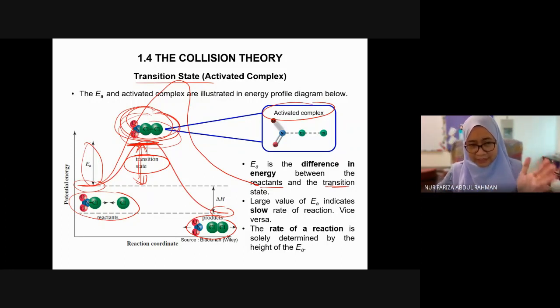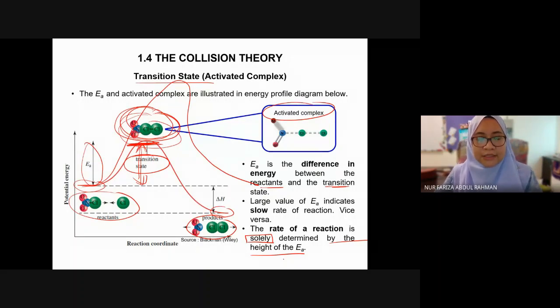Sorry, EA is very important in determining the rate of reaction, whether it proceeds slower or faster. The rate of reaction is solely determined by the height of the EA. See, it even says solely. It depends entirely on the height of the EA itself. The higher the EA, the more energy is needed to overcome the EA and to produce product. EA is needed to form the final product.